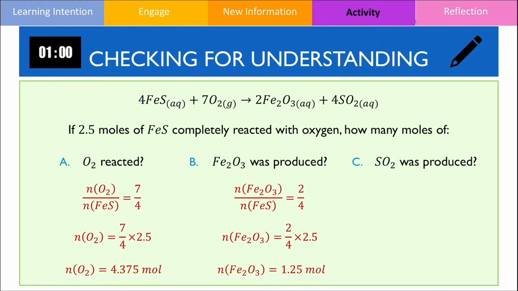Lastly, for part C, the ratio of sulfur dioxide to iron sulfide is 4:4, in other words 1:1. Hence, if 2.5 moles of iron sulfide was used up, then 2.5 moles of sulfur dioxide is also produced.